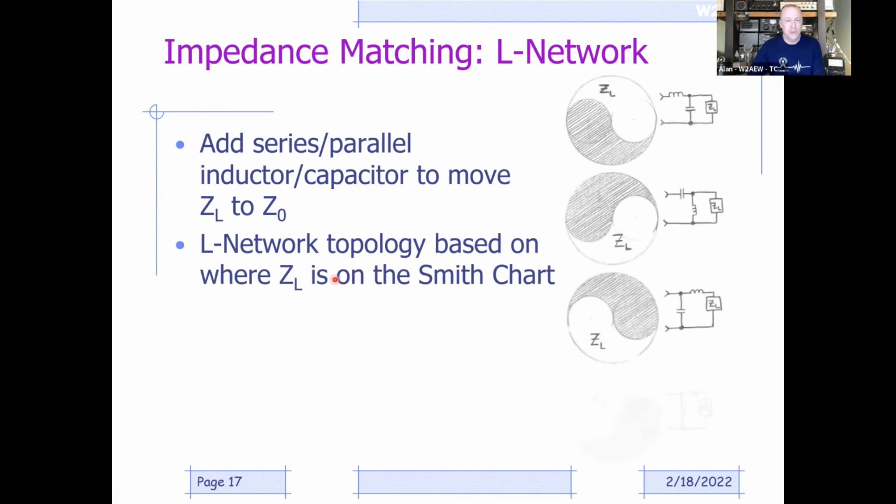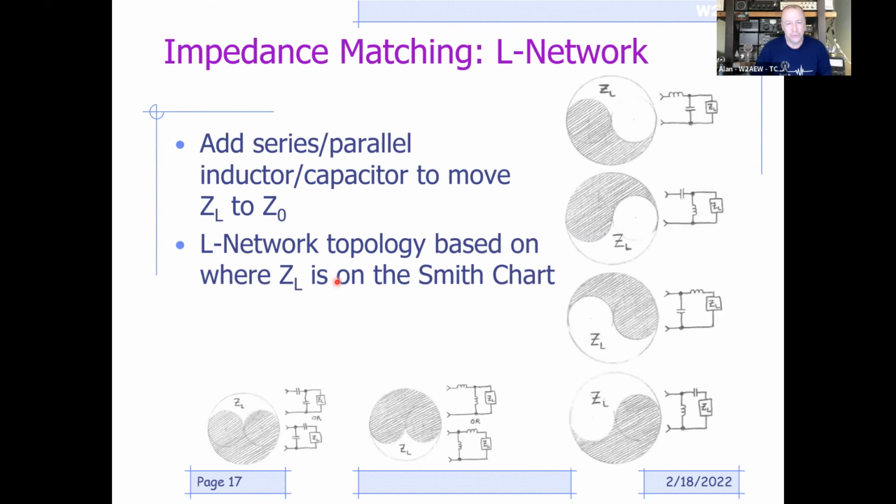Okay. So an L network is the simplest network to use, and which topology to use is going to depend a bit on what the load impedance is. There are these yin-yang diagrams, if you will, that indicate the most appropriate configuration of the L network. I've got my Tentec 238 tuner here, which is an L network tuner, and it can switch between two different networks depending on whether the impedance is high or low.